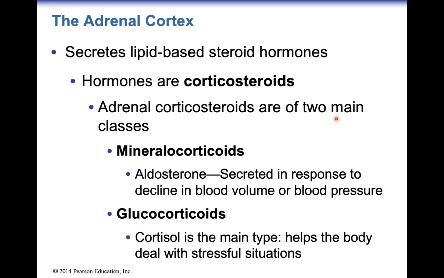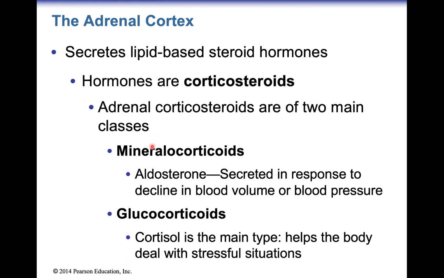The cortex is a bit more complex. The cortex makes hormones called corticosteroids. Corticosteroids are lipid-based steroids. That means they're fat-based. Corticosteroids are a class of hormones that are fat-based, and they usually take part in dealing with the repercussions of stress.